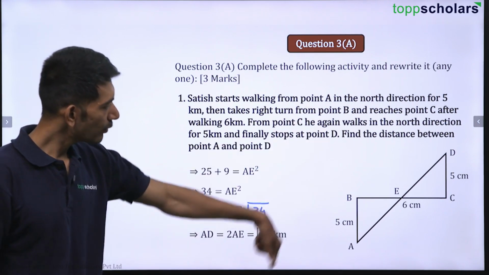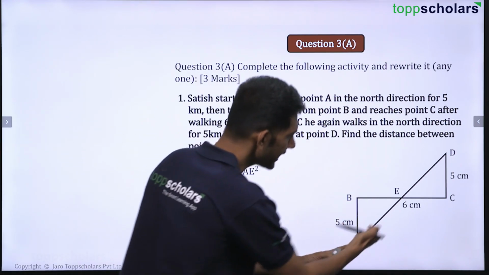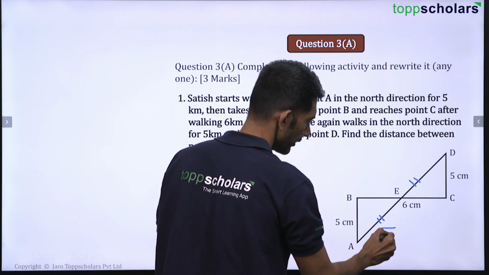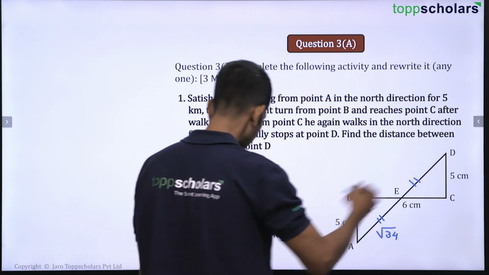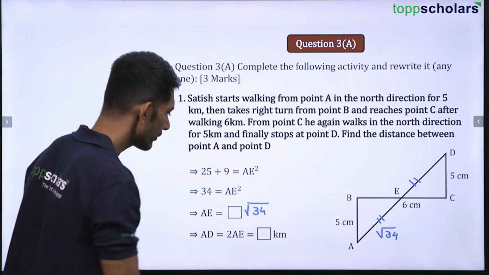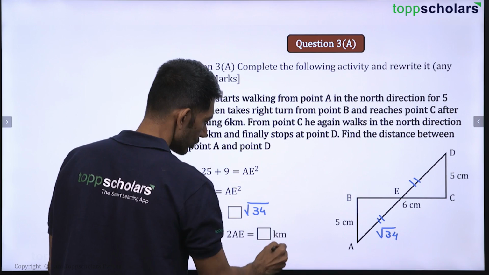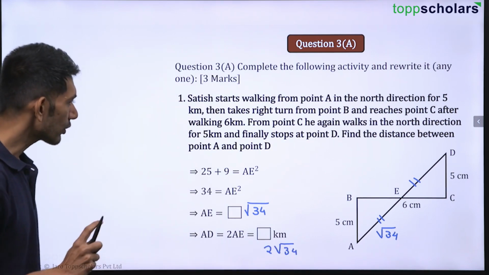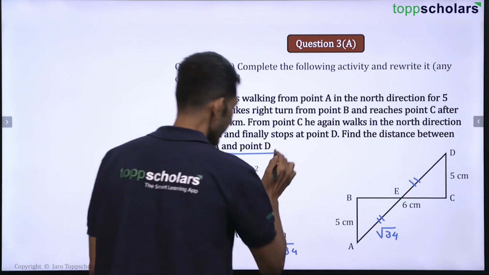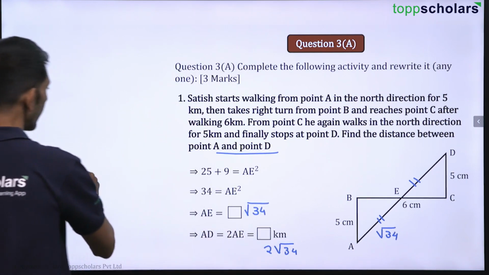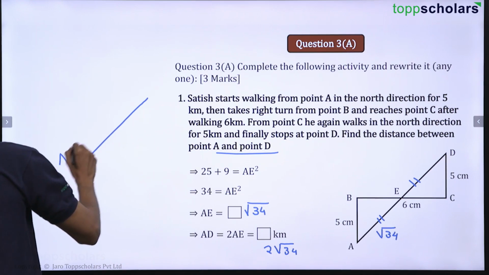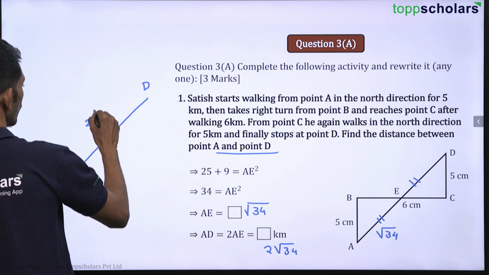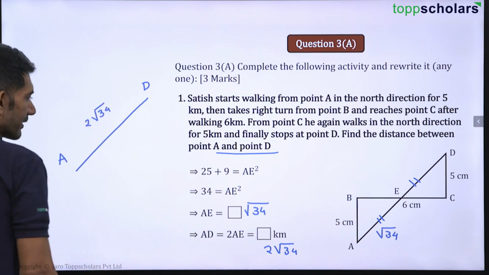Now AD will be what? See, this entire AD, these two parts are equal. This is under root 34. So AD will be double of under root 34. That will be equal to 2 root 34. And then what was the question? The question says find the distance between points A and D. So can I say we have found out the distance between points A and D, which is nothing but 2 root 34.